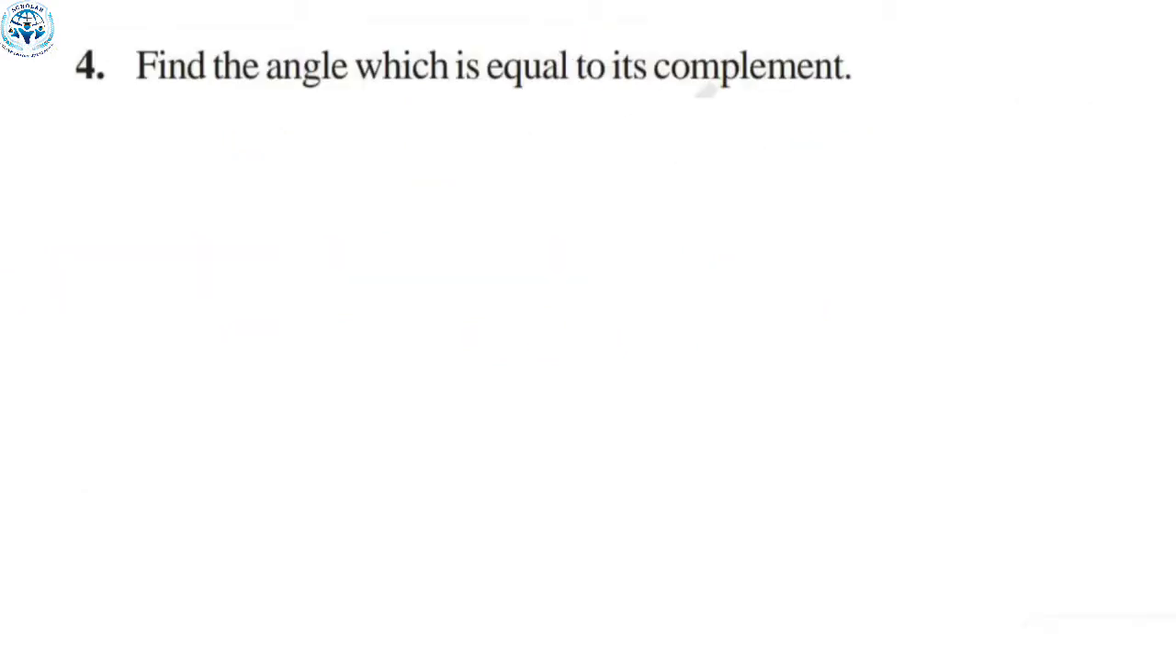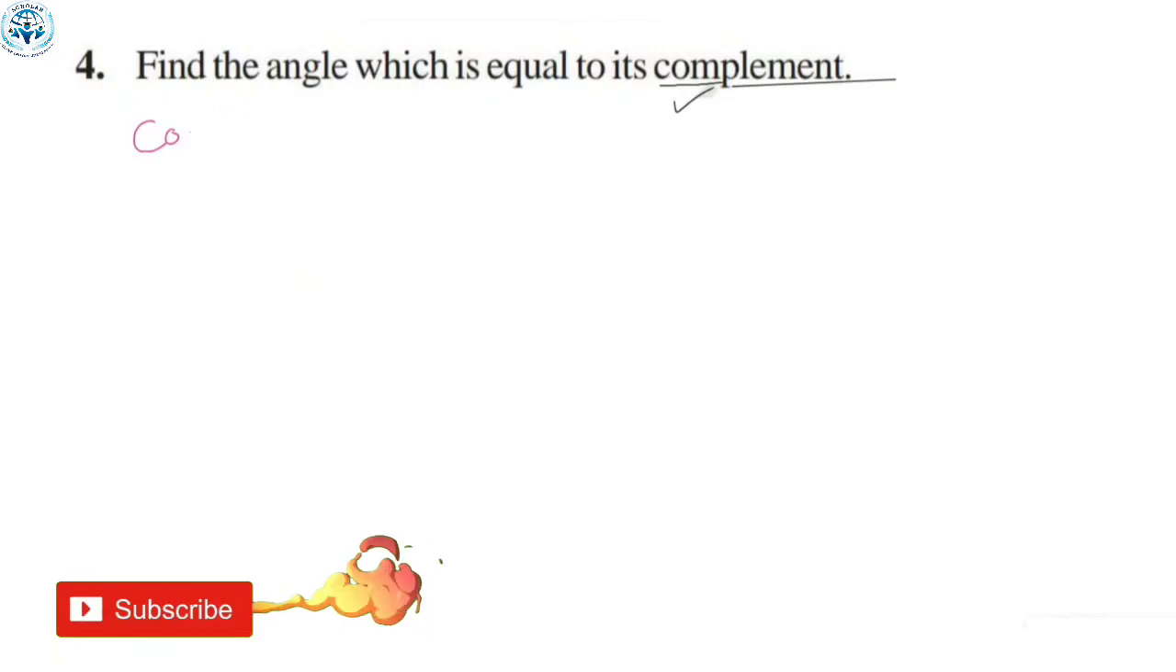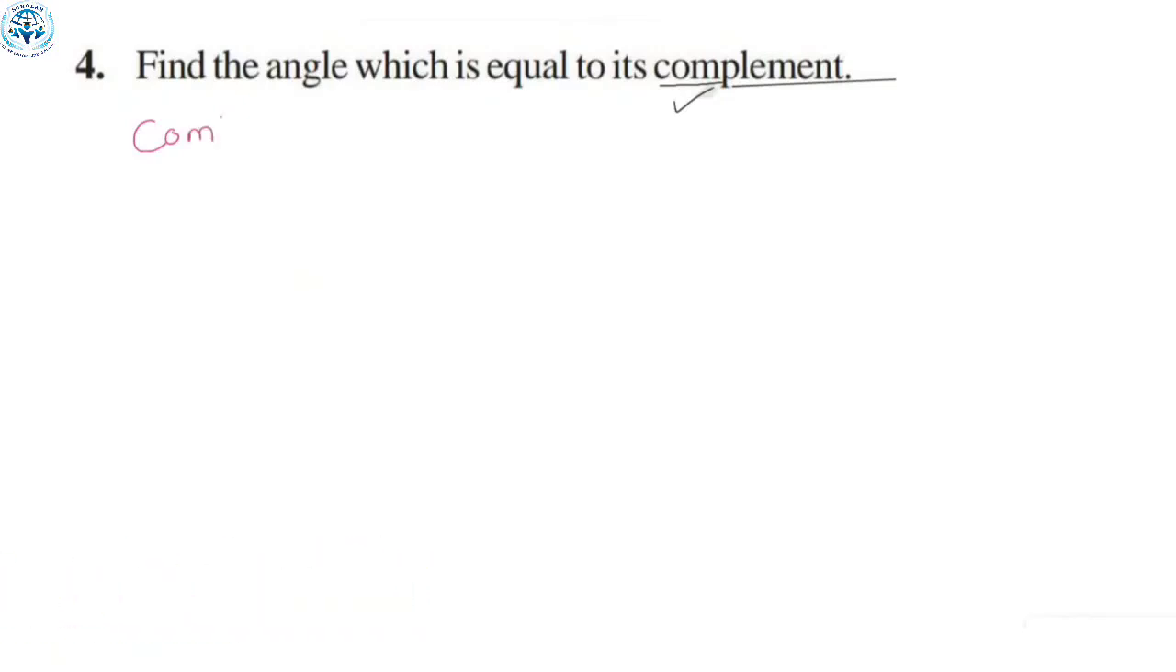Now question number 4. Find the angle which is equal to its complement. So you have to find out those two angles which are equal and at the same time they are complementary. So complementary angles are those that sum up to 90 degree, right? And here it is given that both the angles are equal. So we can assume that both the angles are x.